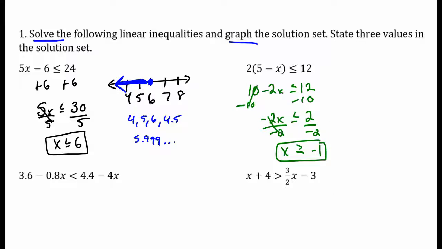So when I graph my solution set, I've got negative 1, 0, negative 2. I've got a closed circle again, and I want to be greater than negative 1. Any number that I pick up here will work. So if I pick 0, that works. If I pick 1, 2, 3.5, negative 0.4, any number bigger than negative 1 is a solution.